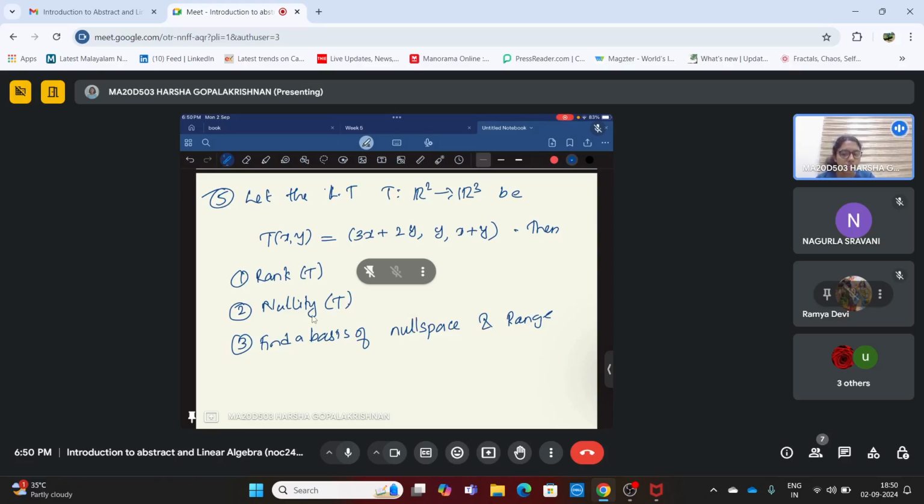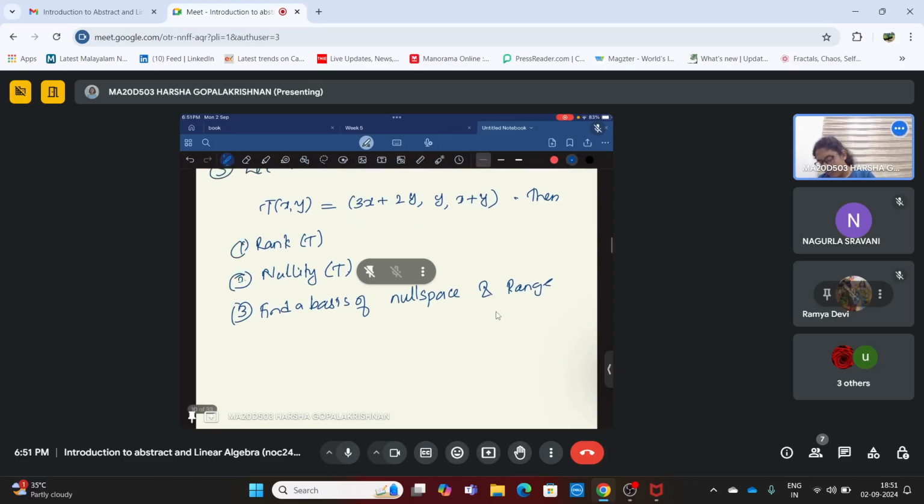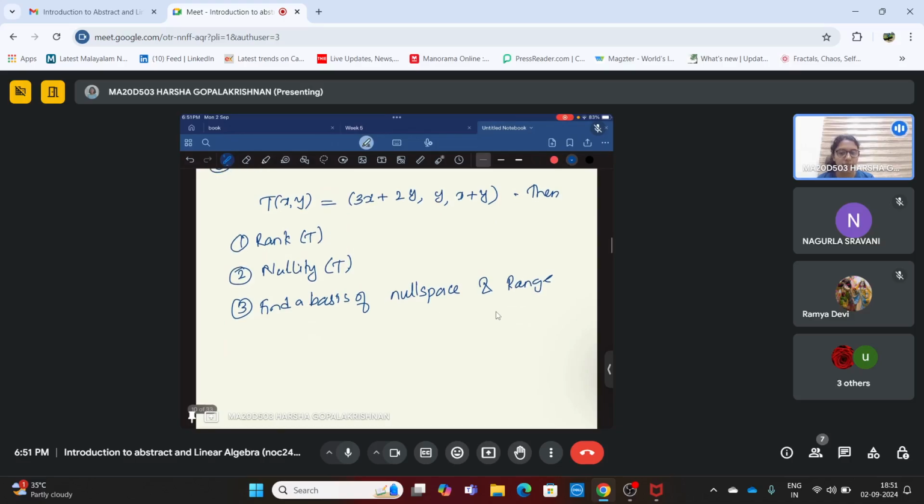If we get either the nullity or the rank, then we can find the other one. For example, if I find the nullity, I can easily find the rank using the rank nullity theorem. In the same way, if I find the rank, I can easily find the nullity. But not just this, we need to find the basis also. For that, let us see. First we will see nullity. It is a comparatively easy calculation.